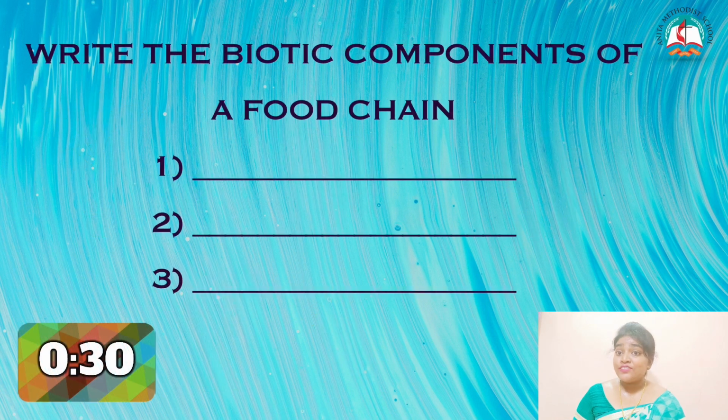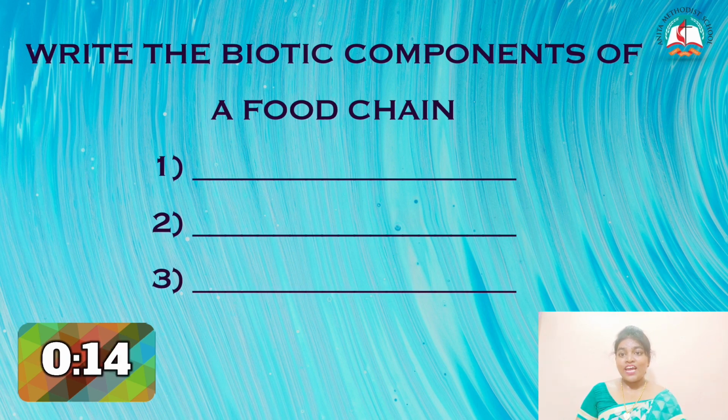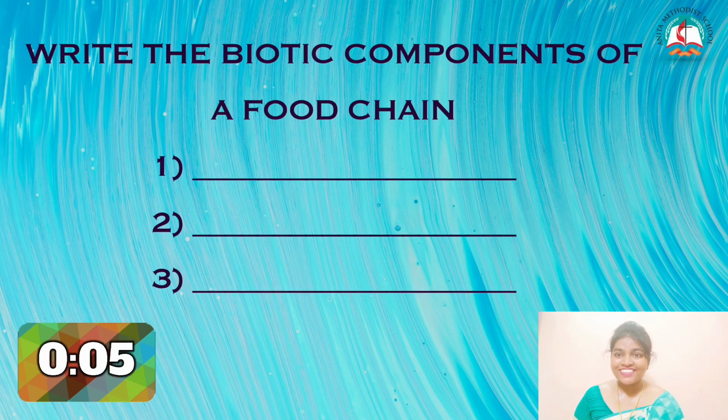Write the 3 components involved in food chain. Write the 3 biotic components in an ecosystem. These 3 are involved in a food chain, right? Yes. So write the 3 biotic components that are involved in an ecosystem. Finish writing, make it fast.